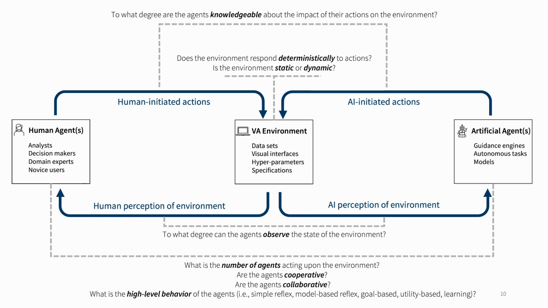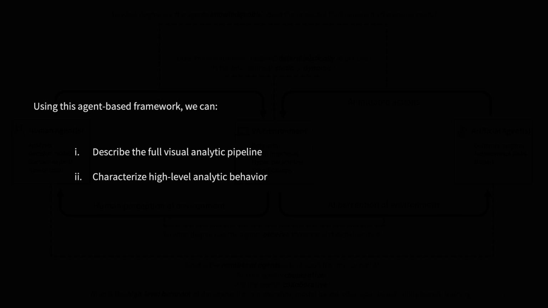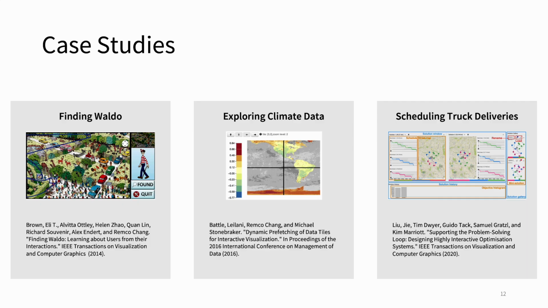Now, this is the agent-based framework that we propose for visual analytics. Using this agent-based framework, we argue that we can do three things. First, we can describe the full visual analytic pipeline. Second, we can characterize high-level analytic behavior. And third, we can reason about the design of mixed-initiative visual analytic systems. To demonstrate how we can reason about visual analytics settings using this agent-based framework, we provide three case studies from the literature in our paper. In this presentation, I will discuss the first one, which is on finding Waldo.